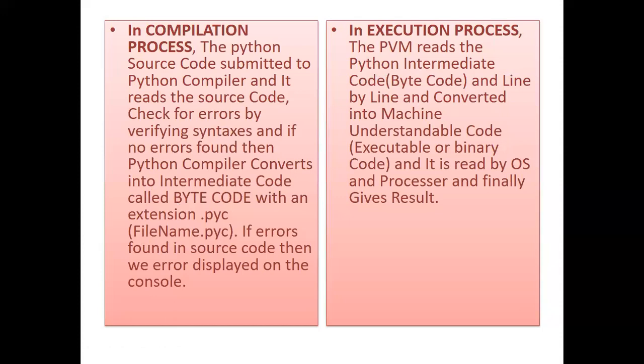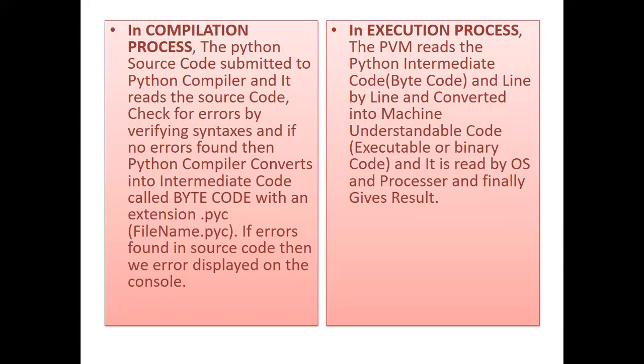In the execution process, the PVM reads the Python intermediate code, that is the bytecode, line by line, and converts it into machine understandable language. So we all know what a machine understandable language is. It is a binary language, right? It is read by the OS and processor, and finally gives the result.